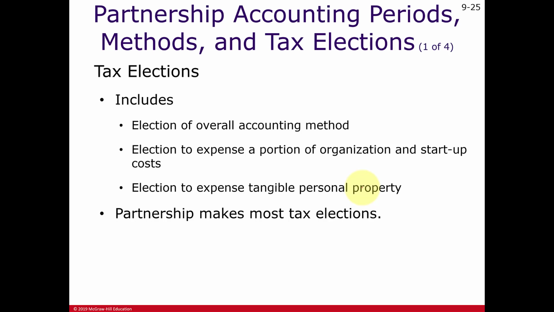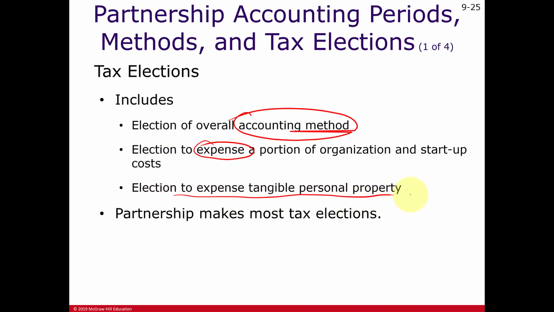A couple more items here for this first video. So when the partnership first begins, the partnership can elect the type of accounting method they're going to use. And again, we've seen this when we covered corporations. The main thing here is whether it's going to be cash basis or accrual basis. We already talked about expensing startup costs, organization costs, and syndication costs, and making an election to deduct them or to amortize them.